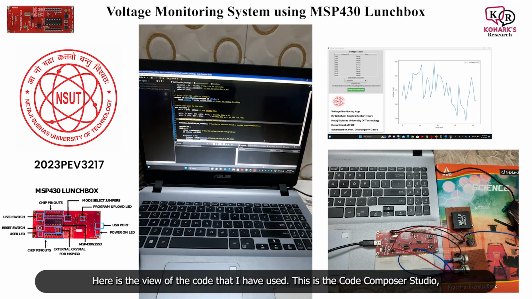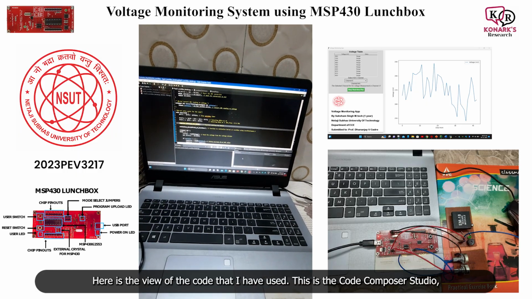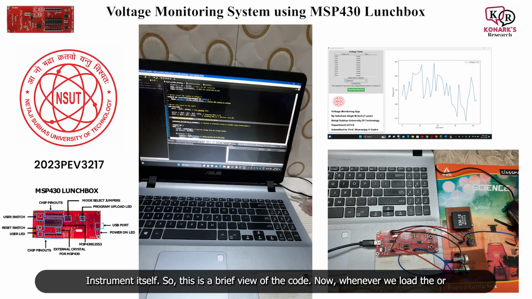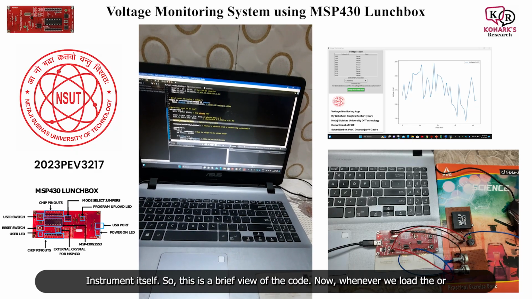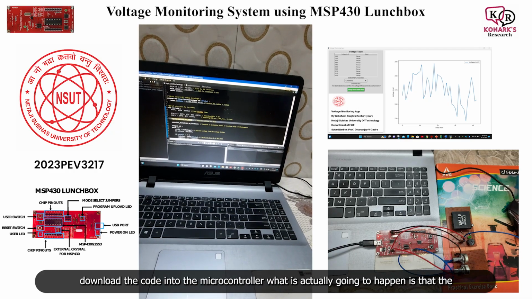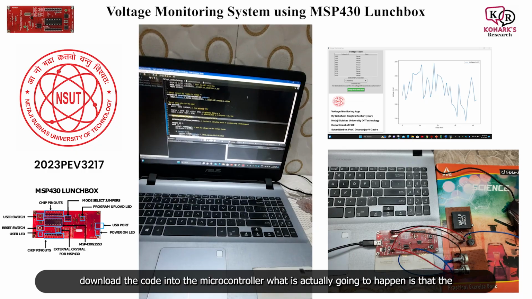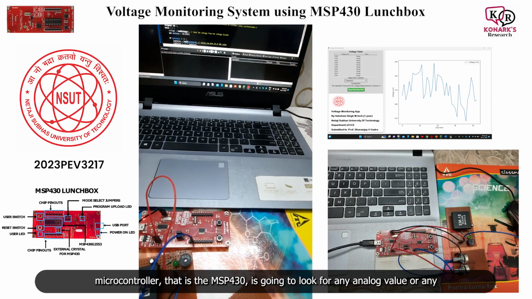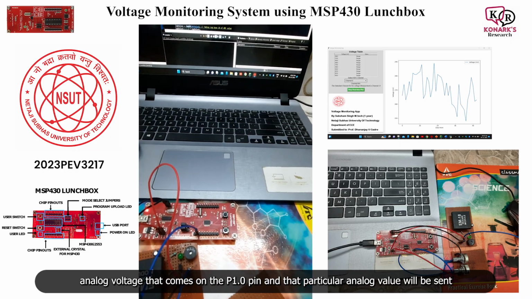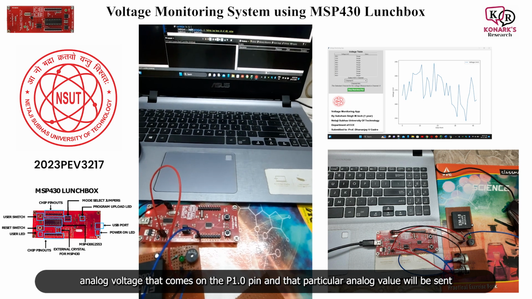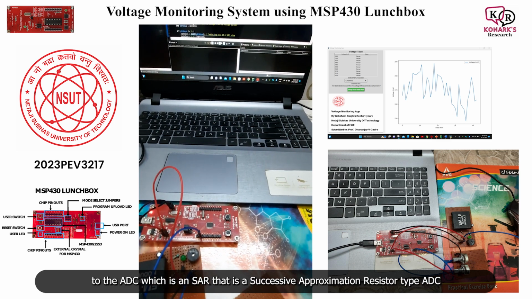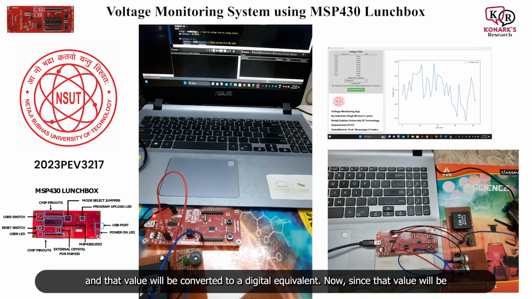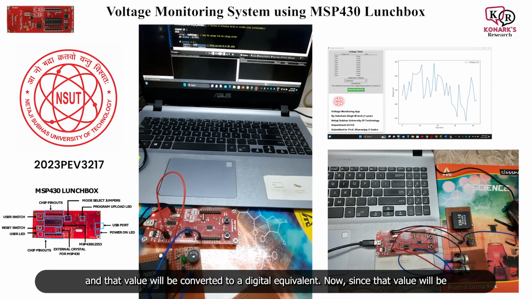Here is a view of the code that I have used. This is the Code Composer Studio, which is basically an integrated development environment provided by Texas Instruments itself. So this is a brief view of the code. Now, whenever we download the code into the microcontroller, the MSP430 is going to look for any analog voltage that comes on the P1.0 pin, and that particular analog value will be sent to the ADC, which is an SAR, that is successive approximation register type ADC, and that value will be converted to a digital equivalent.